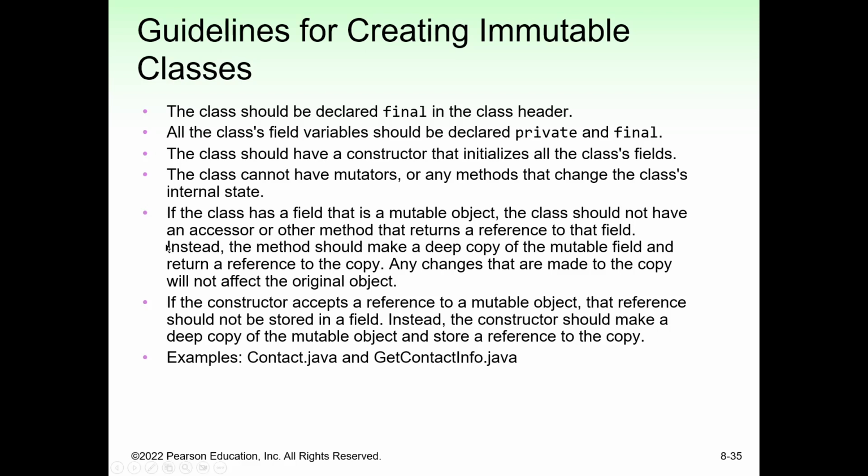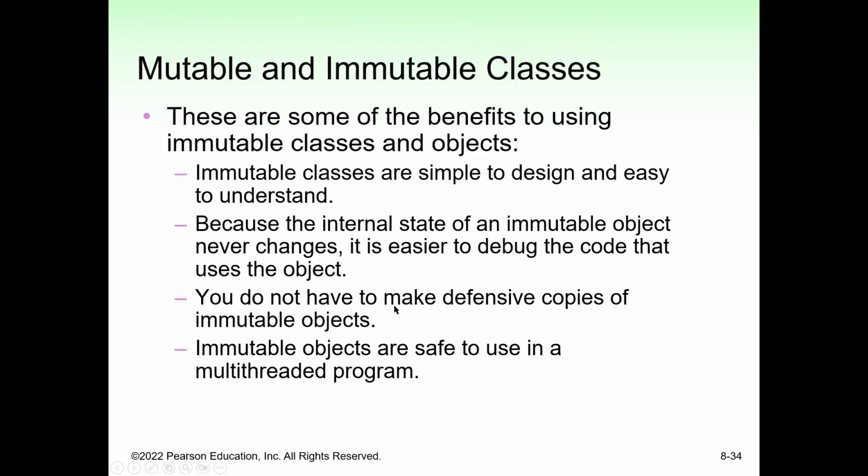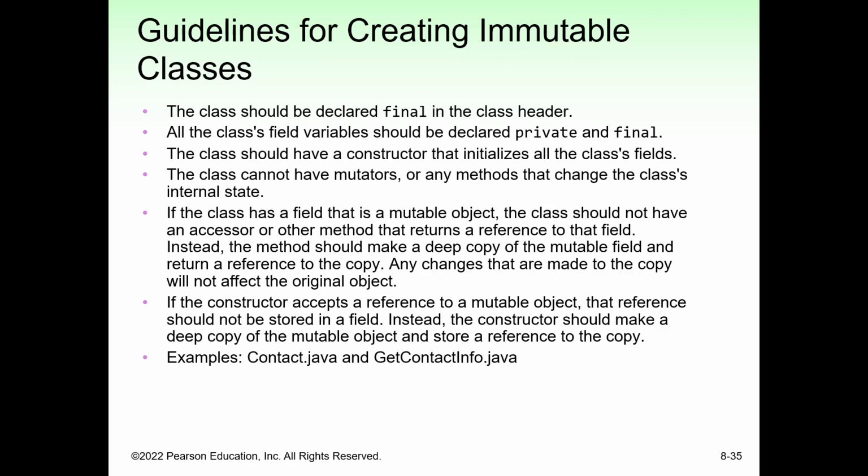And if your class has a certain field that is a mutable object, then that same class should not have any accessor or any getter method that's going to return a reference to that field. Instead, your method should actually make a deep copy. And remember, we talked about a deep copy of an object in part 1 of this chapter. Then it should just return a reference to that copy.